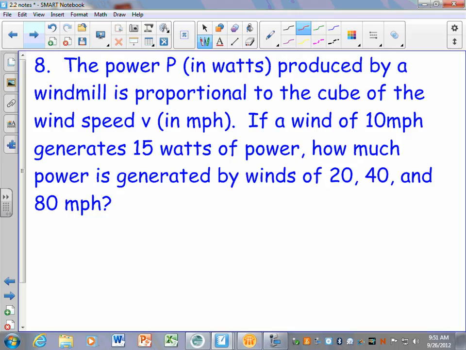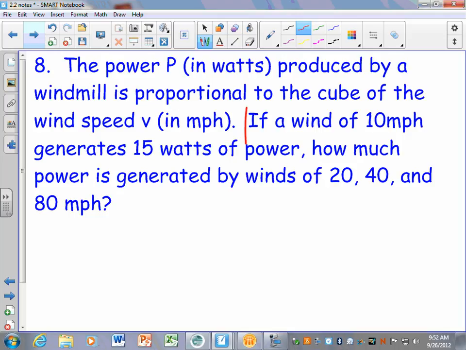And then after this, they give us a bunch of information, which means we're actually going to be able to solve and get an answer here. So I'll read the rest of it, and then we'll work our way through it. It says, if a wind of 10 miles per hour generates 15 watts of power, how much power is generated by winds of 20, 40, and 80 miles per hour? Which means we have to find that constant of variation. We're not going to be able to just leave it as k in this problem. So let's just stop right here first.